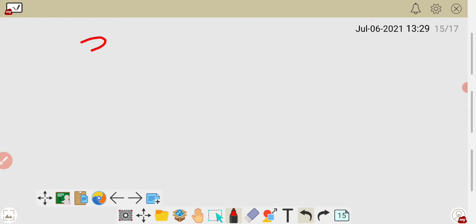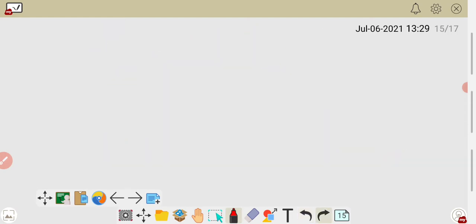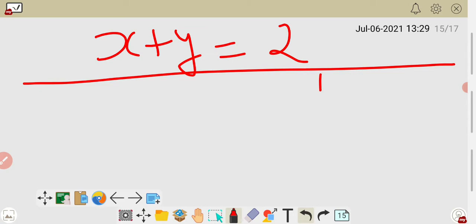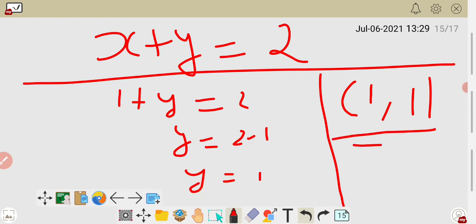One small simple example I am showing you here, one more for the same concept. Suppose x plus y is equal to 2. Suppose it is the equation. Now find the solution. If you take x as 1, so what will you get? 1 plus y is equal to 2, then y is equal to 2 minus 1, then y is equal to 1. It means that (1, 1) is also a solution.